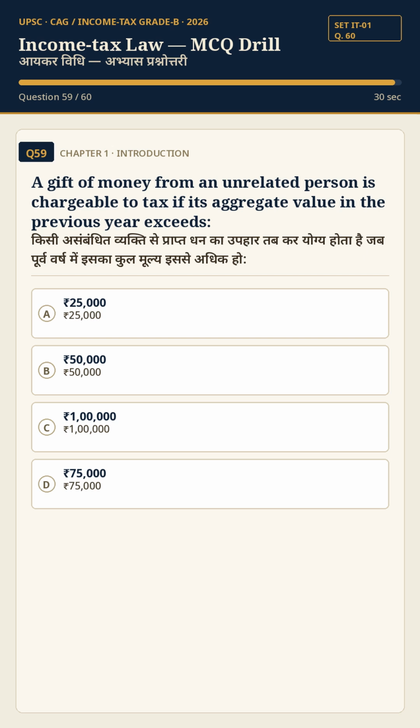Question 59. A gift of money from an unrelated person is chargeable to tax if its aggregate value in the previous year exceeds: the correct answer explanation. Gift of money or property from unrelated persons is chargeable to tax if the aggregate value received in the previous year exceeds the prescribed limit.